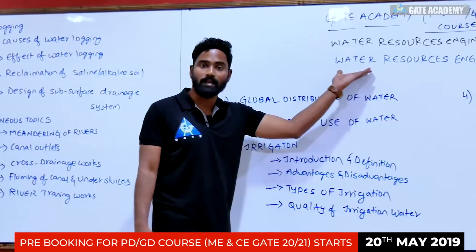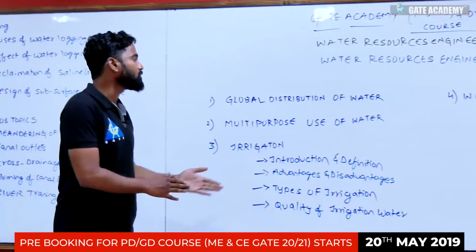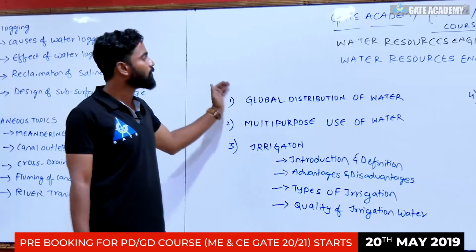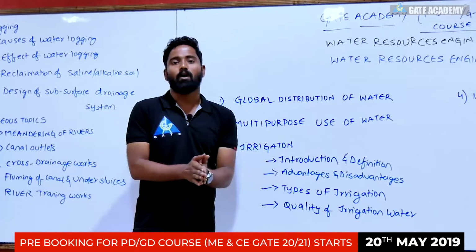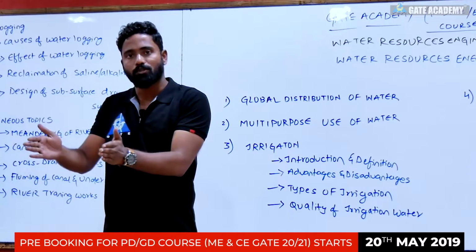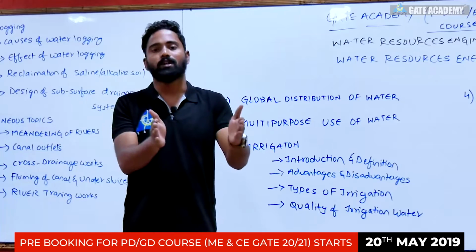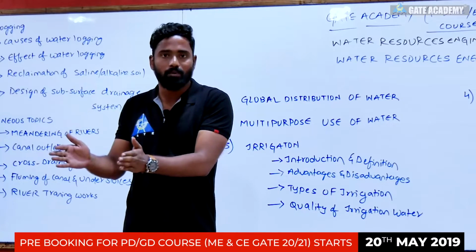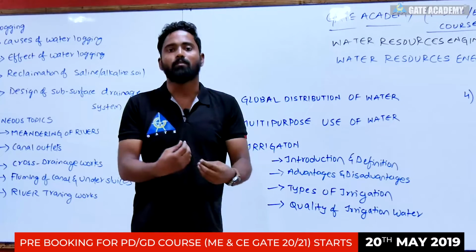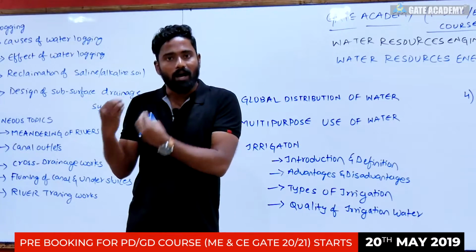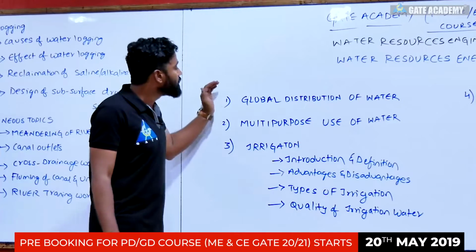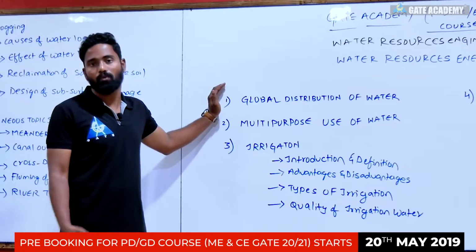So, coming to the chapters or topics that I am discussing in water resource engineering, which is sometimes also called irrigation engineering. The first one is global distribution of water. The name itself says how water is distributed in the world, like how much portion is in the ocean, how much in fresh water, generally 97.5% and 2.5% in fresh water, how much is present in the form of ice and how much in the form of liquid. Everything will be discussed in the global distribution of water.